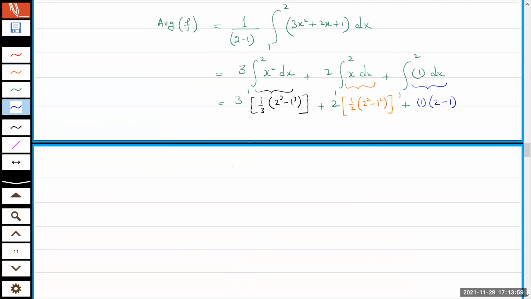There's nothing technical about these formulas. They're two-liners in a couple of lectures. This gives me 3 times (8 minus 1) over 3, plus 2 times (4 minus 1) over 2, plus (2 minus 1), which is equal to 1. It all sums up to 11.